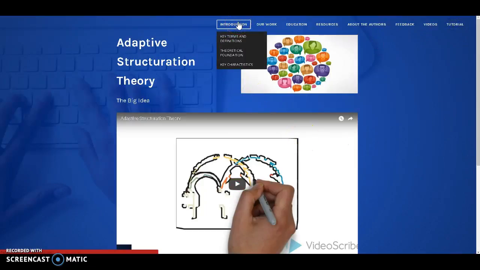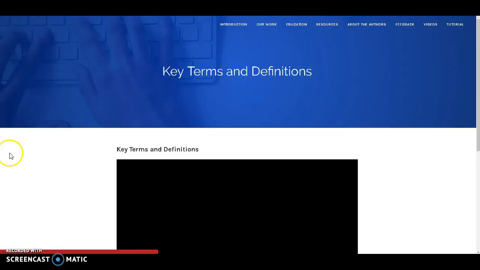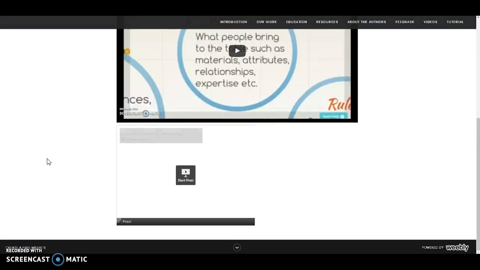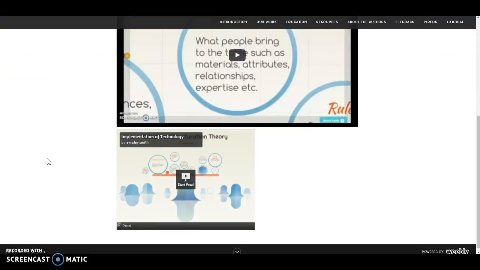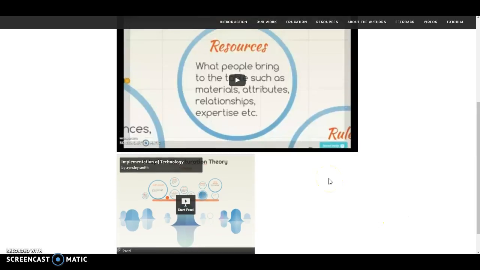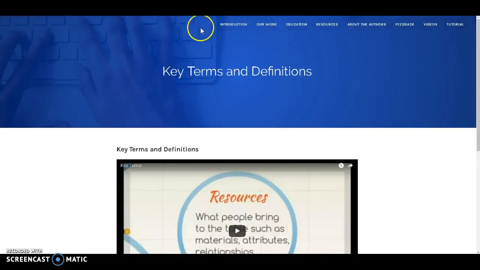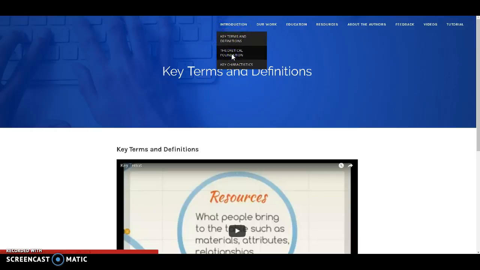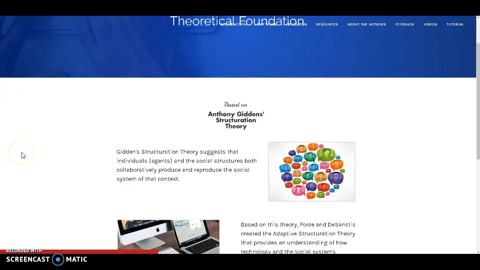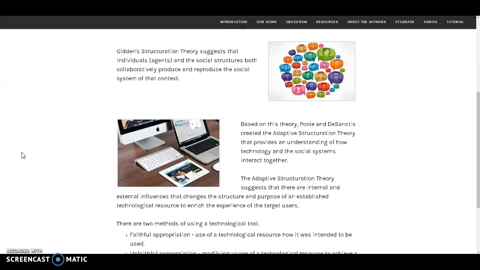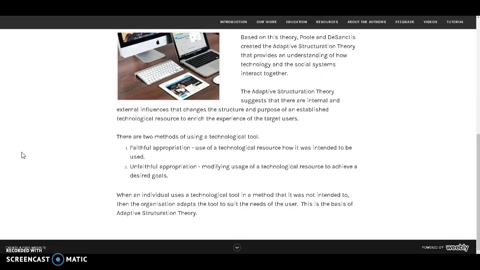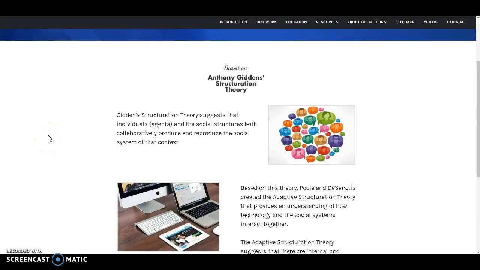Now, within the introduction, you also have 3 subpages. The first one is about key terms and definitions, in which you will be provided a video to understand the basic terms and definitions that you should know before you start learning the theory more in depth. You will also be taken to a Prezi page, which will tell you all about the key terms and definitions as well. Then you can go to the theoretical foundations page, in which you basically will get an understanding of the basic foundation that the theory is based upon, the key concepts that are part of this theory. For example, the adaptive structuration theory is basically based upon Anthony Giddens' structuration theory.